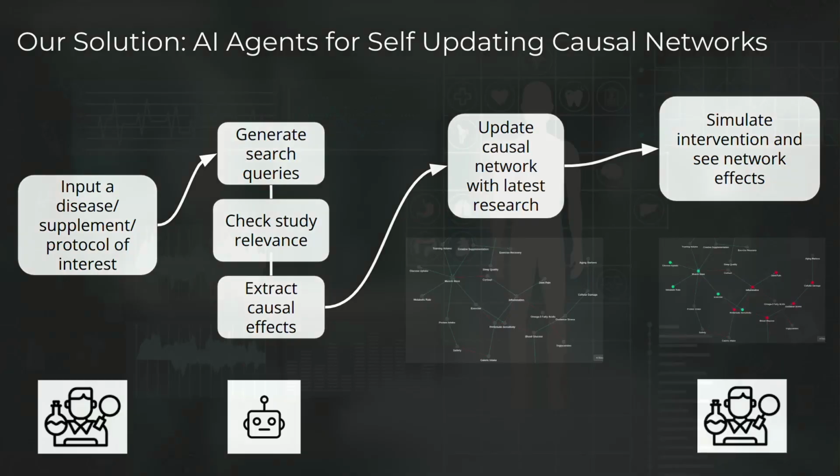Our solution to this problem is AI agents for self-updating causal networks. The general workflow looks like this. We have someone interested in a disease, a supplement, a protocol. They feed their interest to our agentic AI pipeline, which generates search queries, checks the relevance of the studies found, and extracts the causal effects. Once that's done, it updates a visual representation of the causal network about the phenomenon of interest. And then the person can play with the network and simulate interventions and see the larger network effects.